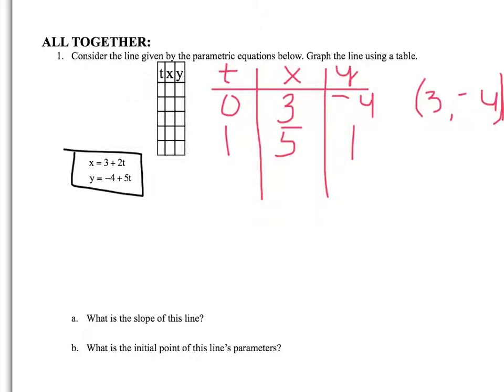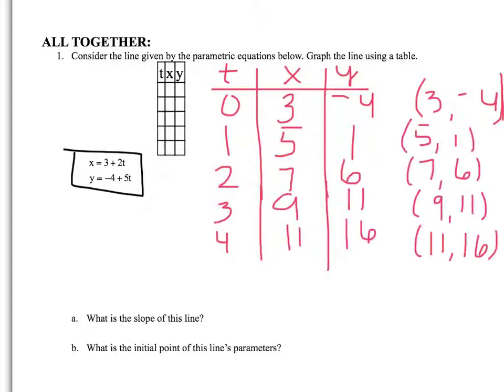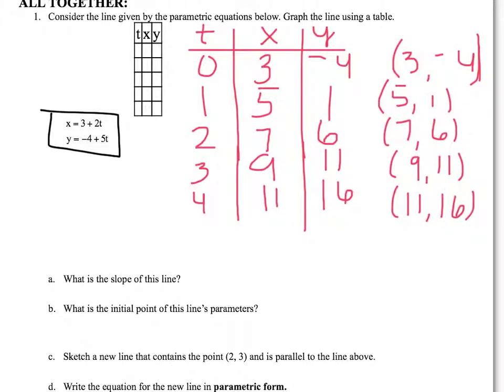I'm going to give you a second to put in a few more values. I'd like you to do all the way up to t equals 4 and check back. So hit pause now. All right, welcome back. I filled out my table. Hopefully you filled out yours. And then I wrote everything as coordinate points just to help us visualize what's going on here.